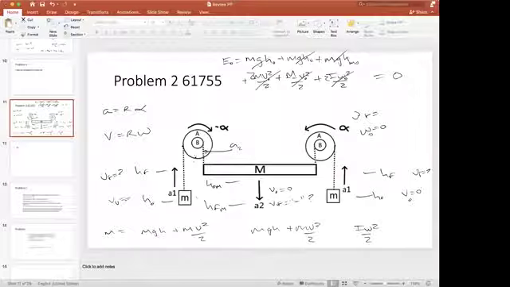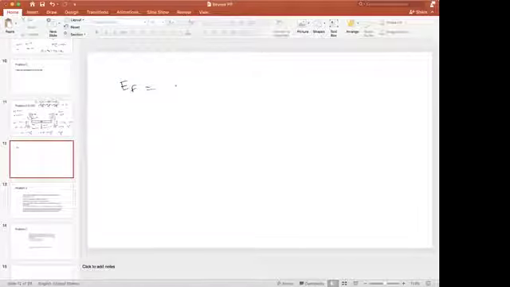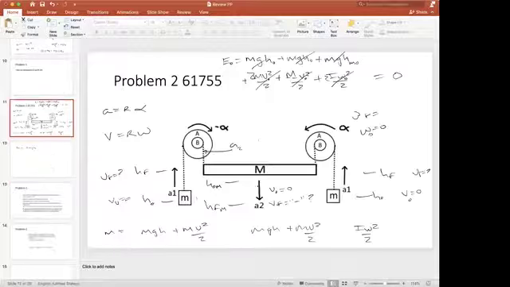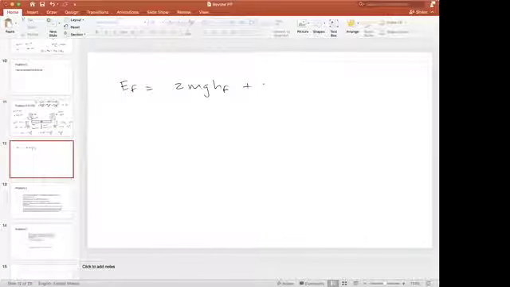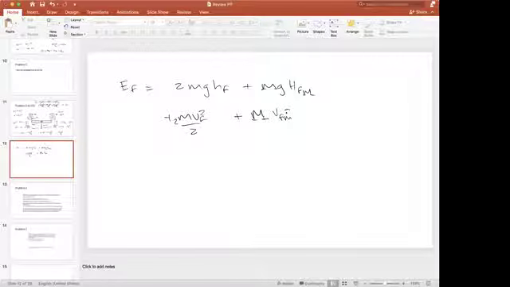And the final energy, M on the left and M on the right, I'm just gonna write 2M. They both rose by H final. The big M in the middle dropped by H final big M. So I'm gonna put little legs on it for H final big M, okay? They all have kinetic energy. So the 2, and then the big M gets V final of big M squared over 2. And then finally, the 2 pulleys have I omega final squared over 2.